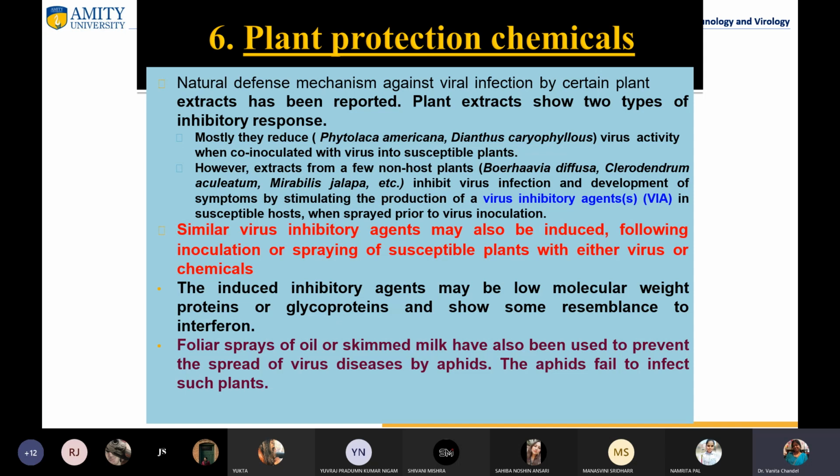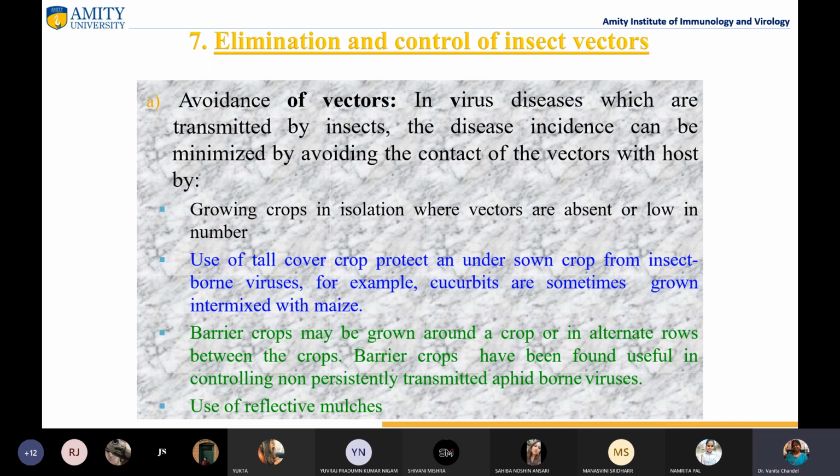Foliar spray of oil or skimmed milk has also been used to prevent the spread of virus disease by aphids. Aphids fail to infect such plants. So some biocontrol agents and plant extracts or botanicals have been used in various experiments, where people have tried to check their efficacy.